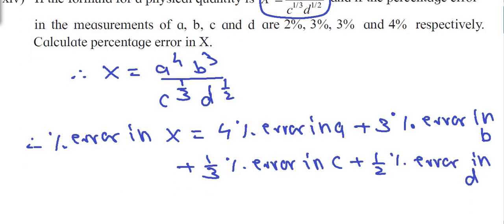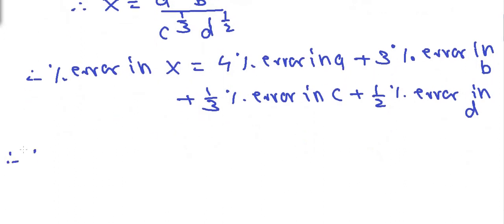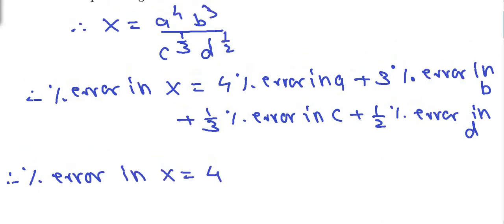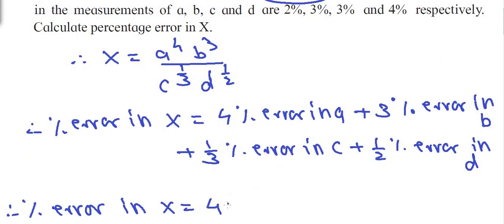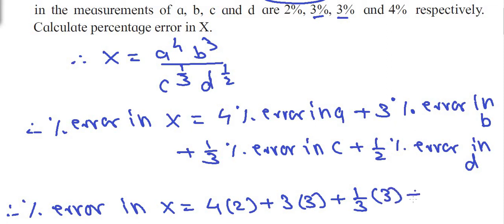Let us substitute the values now, and therefore we get percentage error in x is equal to 4 into percentage error in a, 2%. So 4 into 2% plus 3 into percentage error in b, which is 3%, plus 1 upon 3 into percentage error in c, which is 3%, plus half into percentage error in the measurement of d, which is given as 4%.